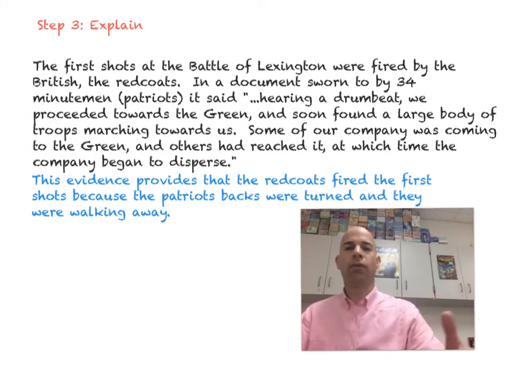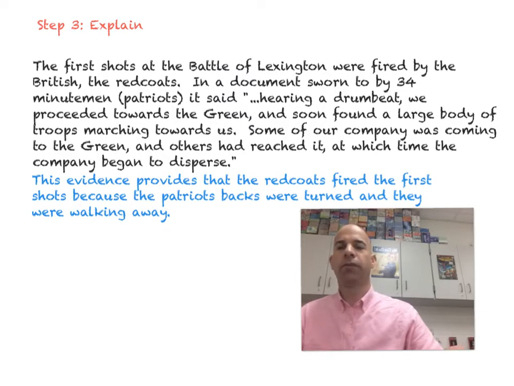So let's go back and look at what I've done so far. I have in my answer, I have in my proof, now I have to put in my explanation. You will notice that the explanation is in blue because this is a new part of the APE method as I continue my step 3. The first shots at the Battle of Lexington were fired by the British, the Redcoats. In a document sworn to by 34 Minutemen, Patriots, it said, and I'm using quotes now, "Hearing a drum beat, we proceeded towards the green, and soon found a large body of troops marching towards us. Some of our company was coming to the green and others had reached it, at which time the company began to disperse."